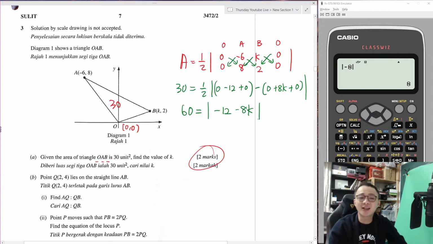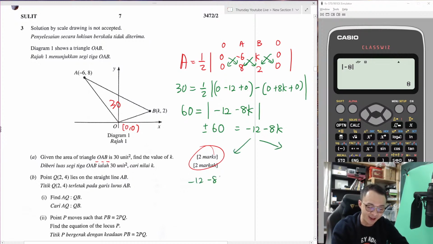Okay, then right now, I want to get rid of the modulus. If I want to get rid of the modulus, what we will do is, we will always add the plus minus at the other side. You see, if I write -12 minus 8K, you realize there's no modulus sign here, then I will need to add plus minus to the other side. So here, I have two choices. One is -12 minus 8K equals to positive 60. Or -12 minus 8K equals to -60. And then we'll solve this one real quick.